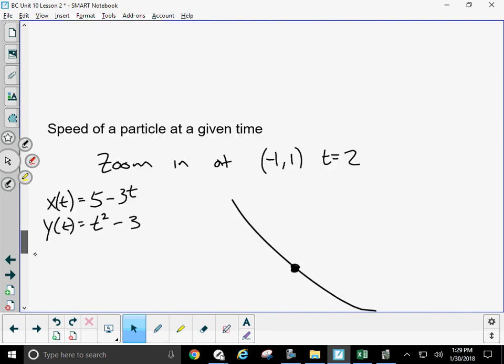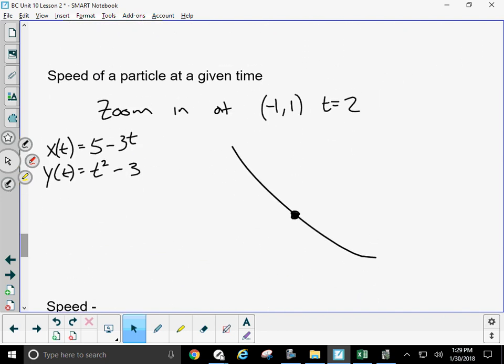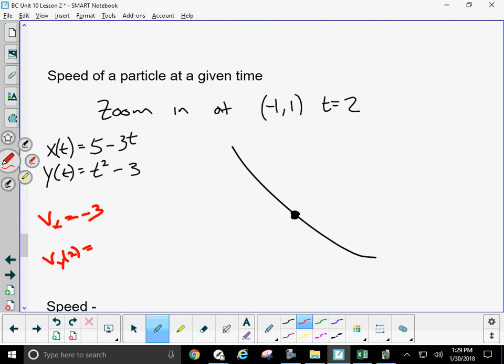Now, we can talk more about how quickly we are moving in the direction, or the speed of this particle. Again, this is from a previous example. I'm zooming this in at t equals 2. I already found v sub x was -3 and v sub y at time 2 was 4.